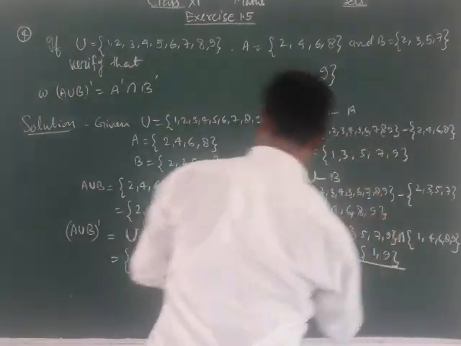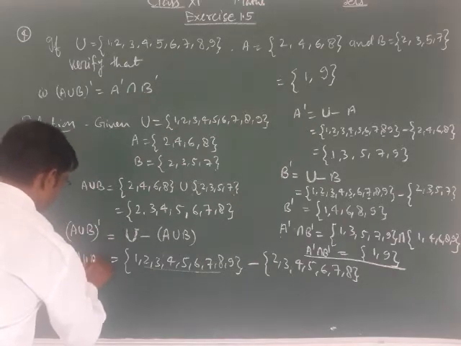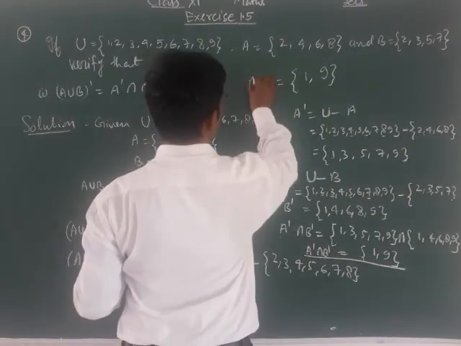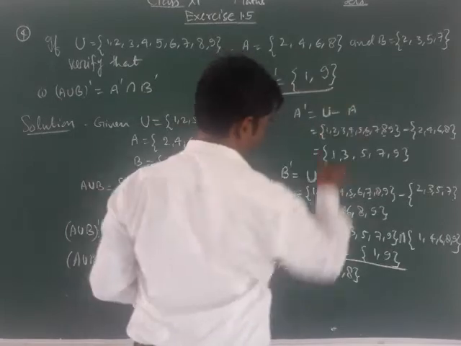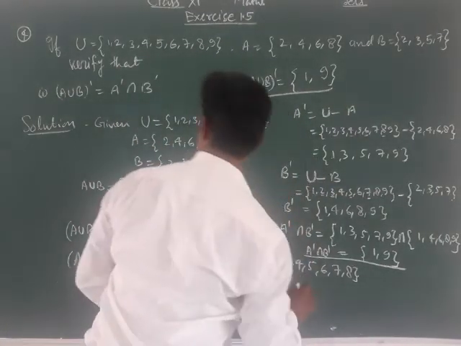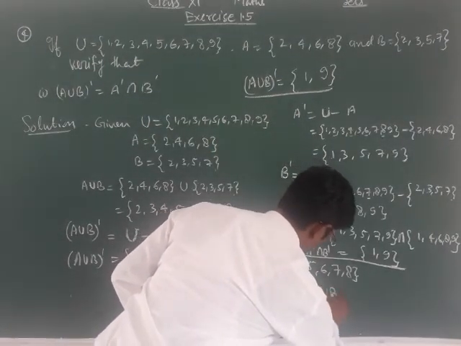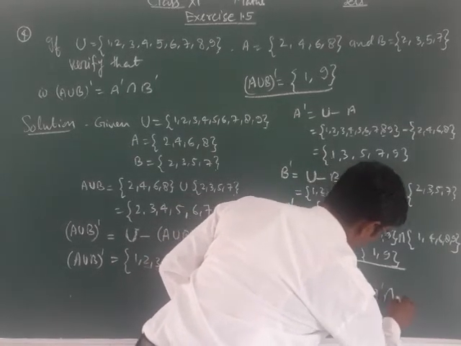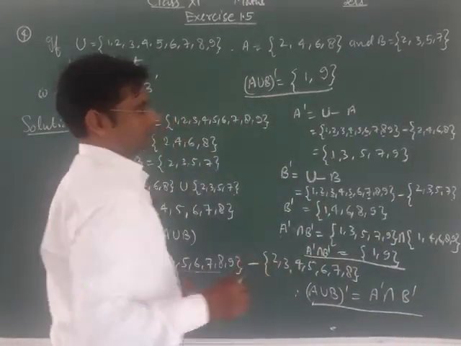So this is this, and this is A union B dash, the complement of A union B. So both are equal. Therefore, complement of A union B is equal to A complement intersection B complement. This is the proof.